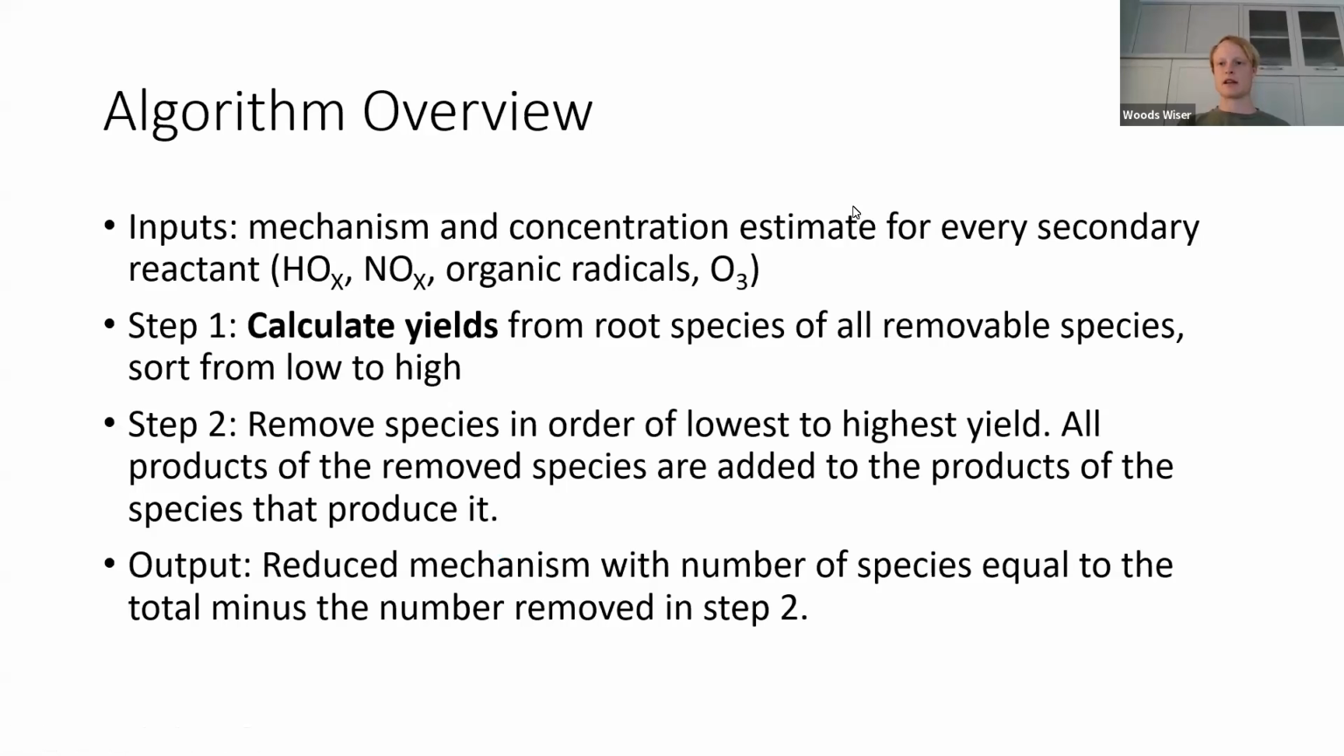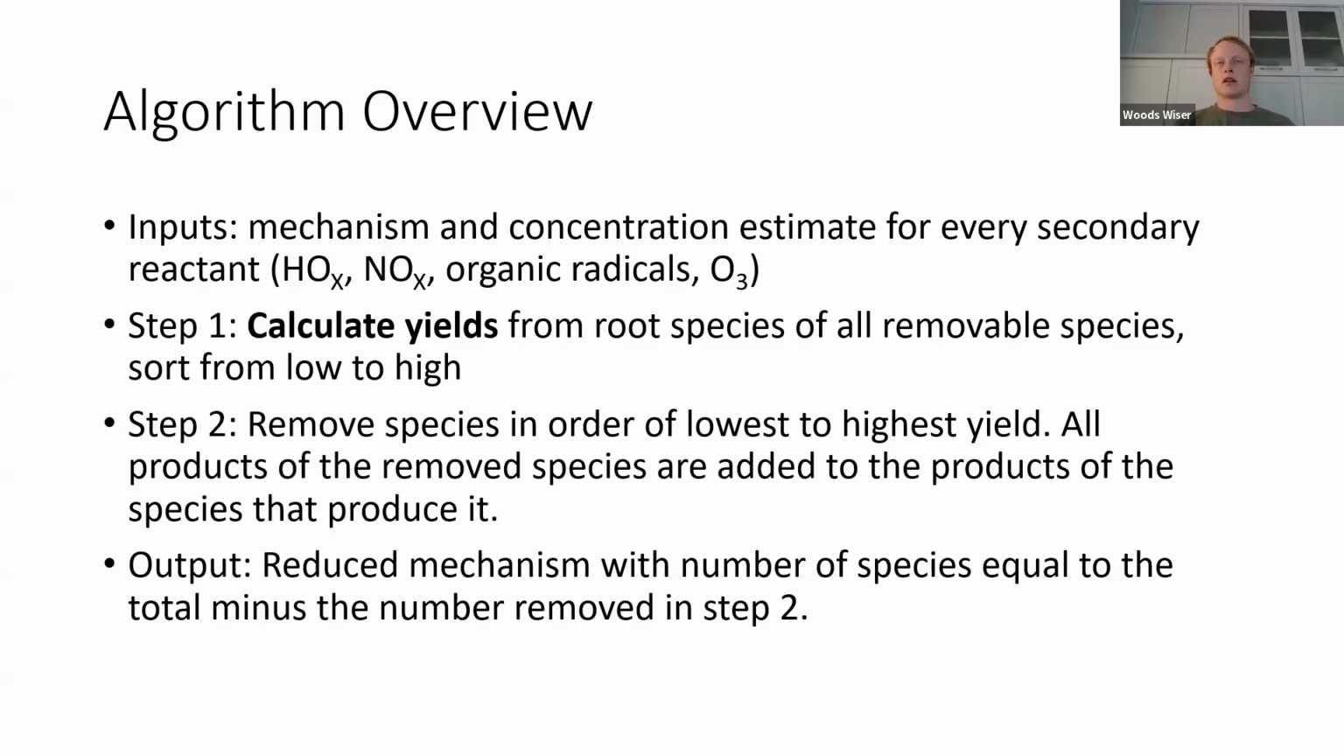All right, so then how this applies to an actual reduction algorithm. We take the inputs for every background species, so OH, HO2, NOx, organic radicals, ozone. Calculate the yields from the root species of all removable species, sorted from low to high. So that's where that algorithm I described comes in, where we're calculating the yields. And then the actual reduction is kind of simple. We remove species in order of lowest to highest yields. And all the products of the removed species are added to the products of the species that produce it.